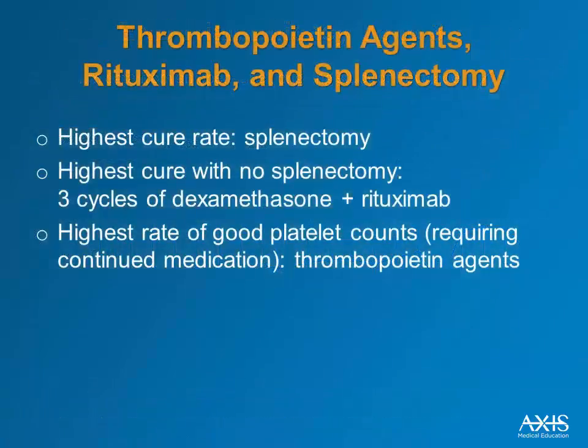So again, going back to the questions, highest cure rate is seen with splenectomy. Highest cure without splenectomy is 3 cycles of dex and rituximab, and we would now add MMF, mycophenolate mofetil or CellCept, to it after that. And the highest rate of good platelet counts would be the thrombopoietic agents.